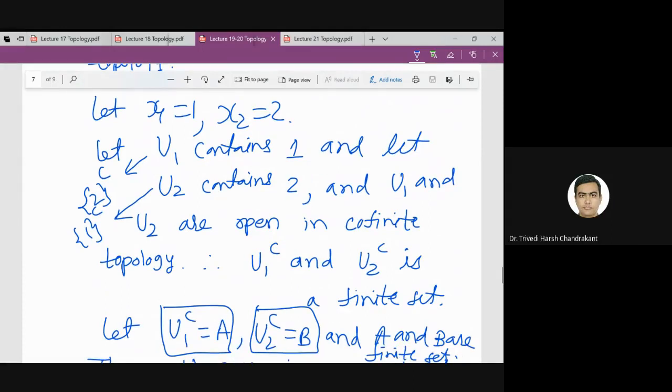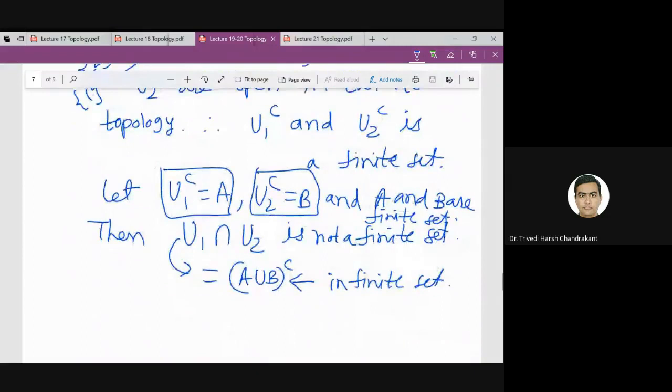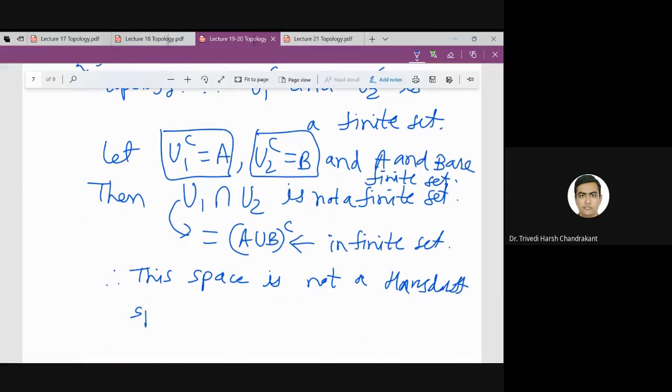So these are just simple examples which we have discussed showing that this topological space is not a Hausdorff space. This is just to give you an example that there are certain topological spaces which are not Hausdorff.